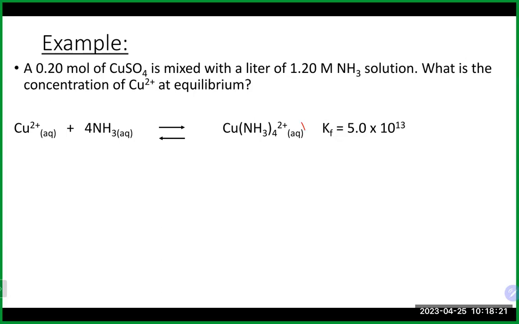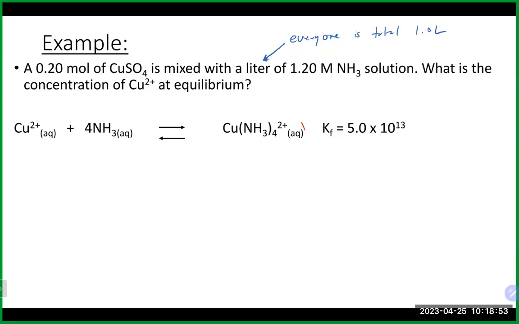So if we have this problem here where we took 0.2 moles of copper 2 sulfate is mixed with a liter of 1.2 molar ammonia, what is the concentration of the copper 2 ion at equilibrium? For this particular example, and not always the case, we're just going to assume that everyone is a total volume of 1 liter. And again, not always the case. So we'll just keep the numbers the same here.